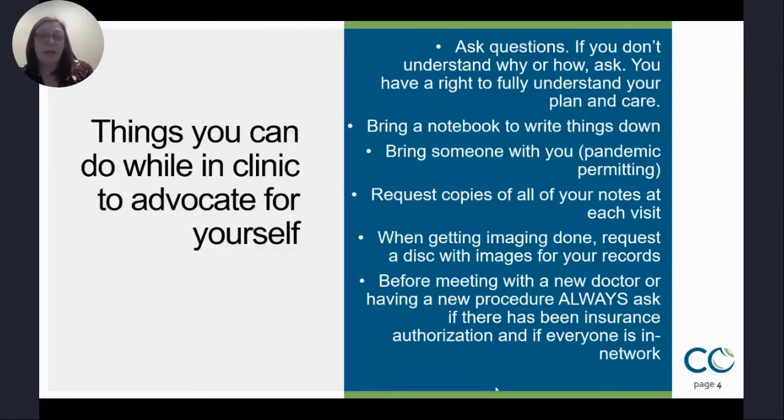Same thing goes for when you're getting imaging done, whether it be an MRI, an X-ray, a CT scan. Always request a disc with the images for your records. So I recommend you do that because as connected as everybody is in this world, we're not as connected when it comes to electronic health record systems.